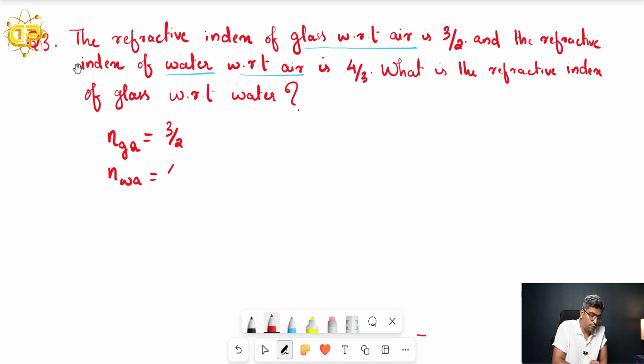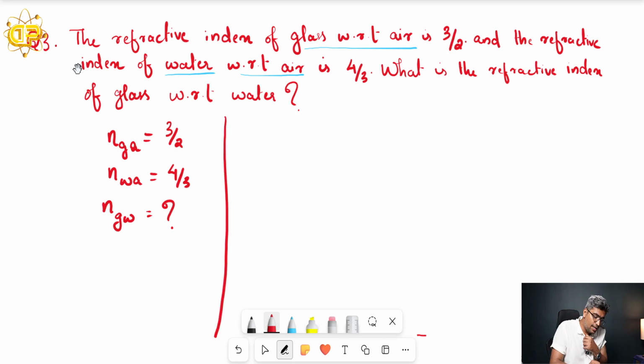NWA is equal to 4 by 3, and you need to find out the refractive index of glass with respect to water. This is what you need to find out. It may be a bit confusing how to do this, but just take a deep breath and do it.